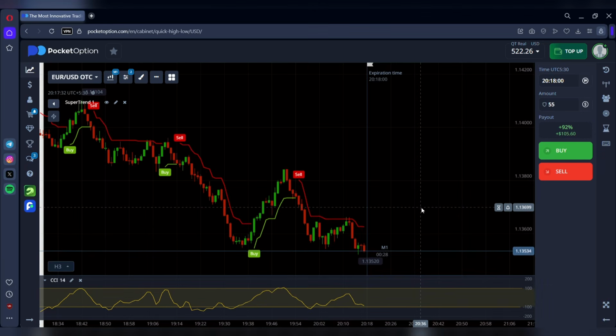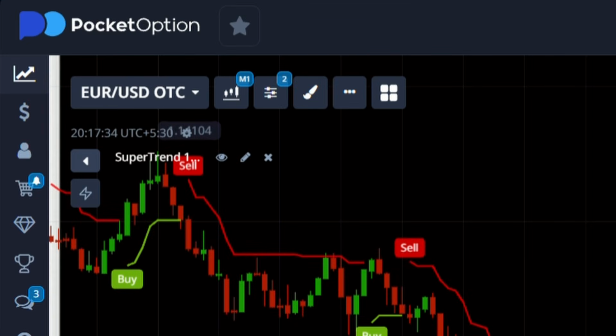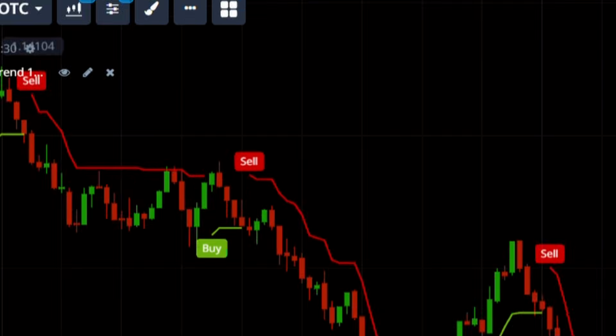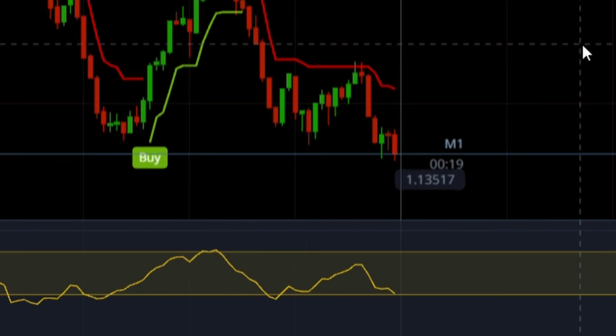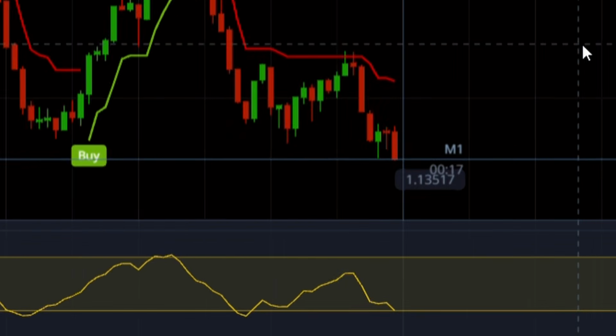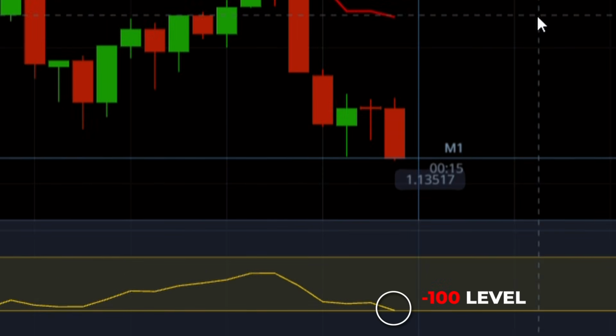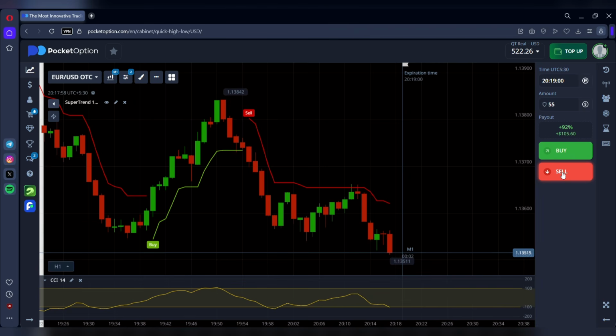Now let's place some actual trades using this strategy. Right now, I'm in the EUR/USD OTC market. Here we can see that the Supertrend indicator is positioned above the candles. If we look at the CCI indicator, we can also see that it's about to cross below the -100 level. Since all the requirements for a sell trade are met, I'll enter the market with a $55 sell trade.